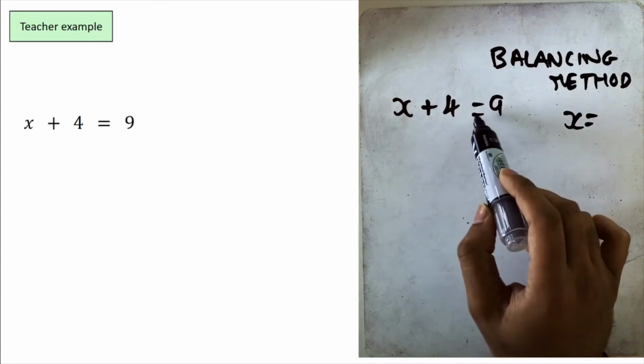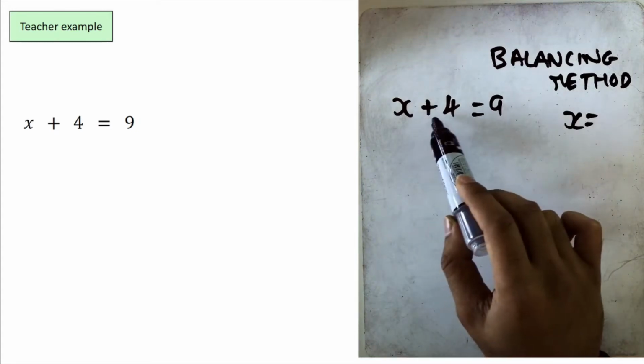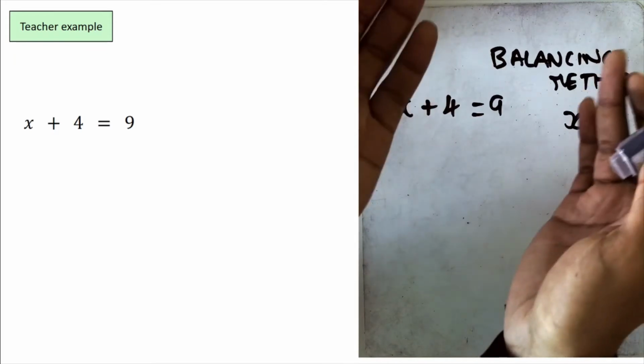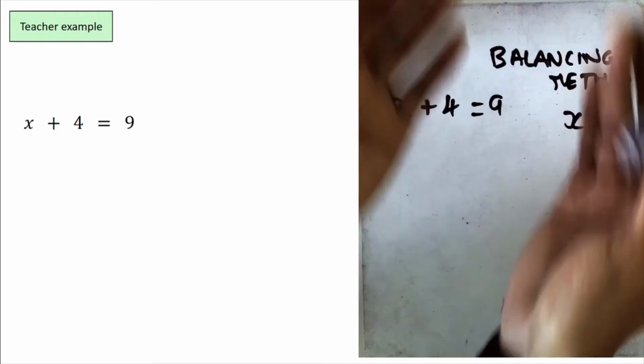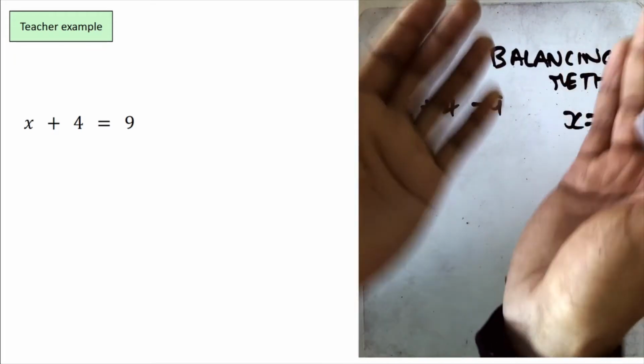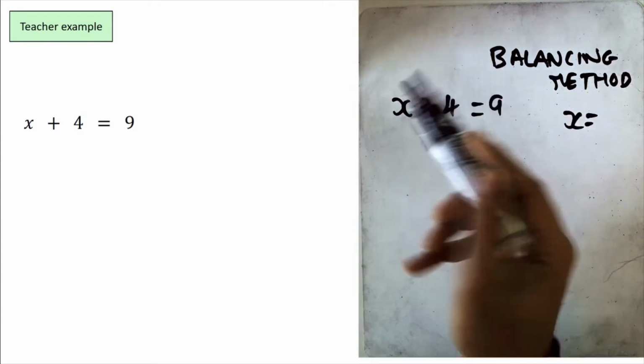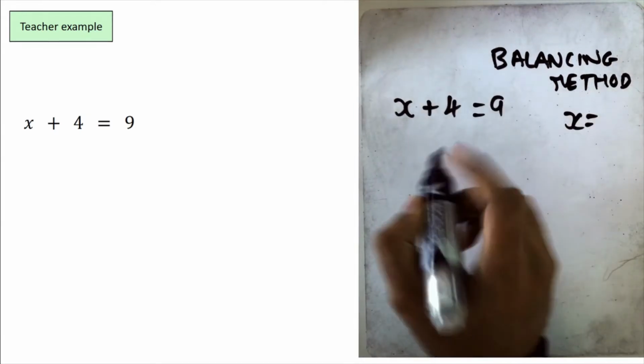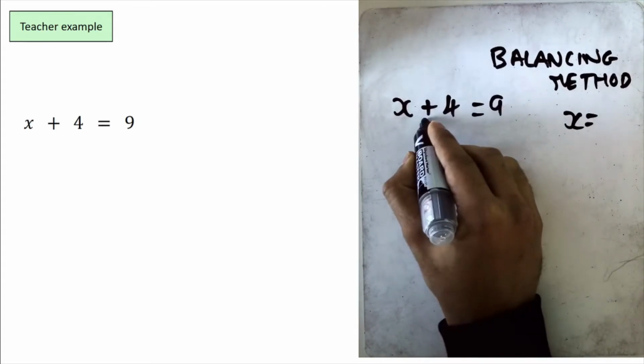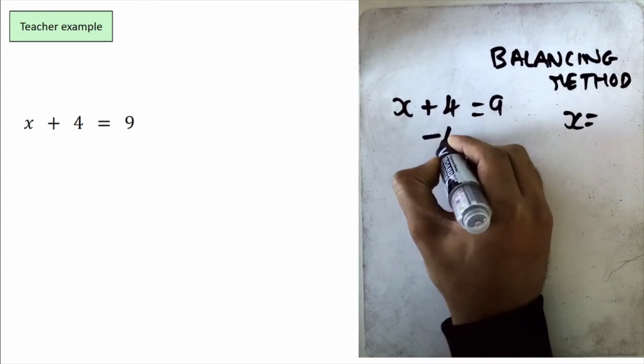If there's an equals over here, think of this as a balanced scale. What we want to do is make sure the scale is still balanced, okay? So both sides of the weights are still equal. So remember that. So if we have x plus 4 is equal to 9, if you want to get x alone, let's do the opposite of add 4. The opposite of add 4 is take away 4.